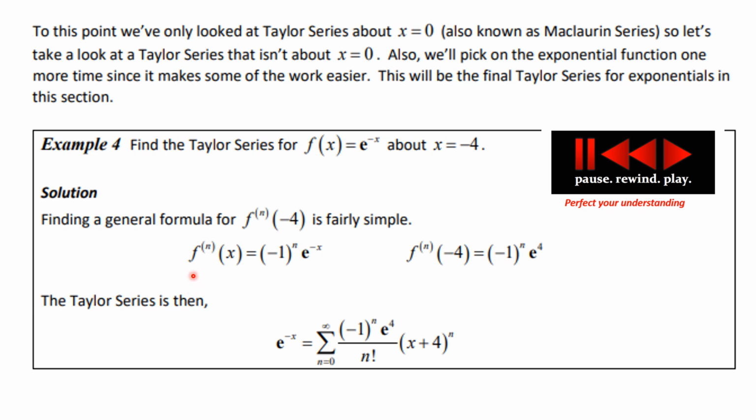And what you find, and you should verify this for yourself, is that the nth derivative of f is going to be minus 1 to the n, e to the minus x. But when you plug in minus 4, you're going to get e to the 4. A minus times a minus is a plus. And so this is what you get for the numerator of the coefficients. So the Taylor series for e to the minus x expanded about x equal minus 4 is the summation n equal 0 to infinity of minus 1 to the n, e to the fourth over n factorial, times x minus minus 4, or x plus 4, whole to the n.